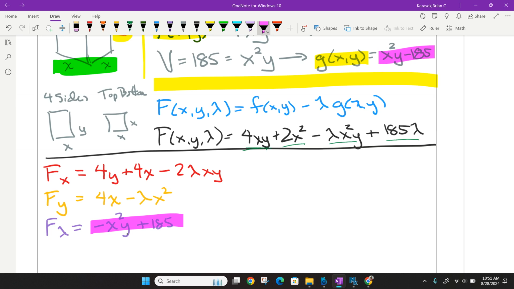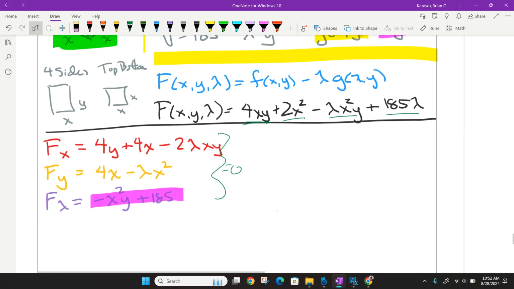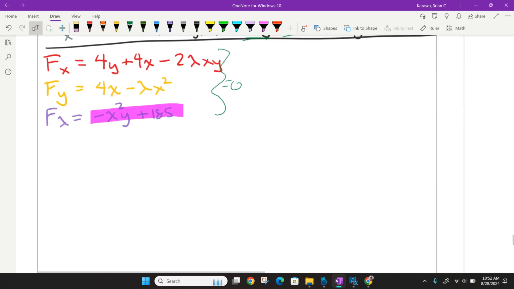I need to set this system that we just created, I need to set all of these equal to 0 and then solve. I'm going to do the same thing that worked last time. I'll solve the first one, the partial with respect to x, for lambda. I'll solve the second one, the partial with respect to y, for lambda. I'll set the algebra equal to the algebra. I'll solve for x or y and substitute into the third. The process is pretty much the same every time.